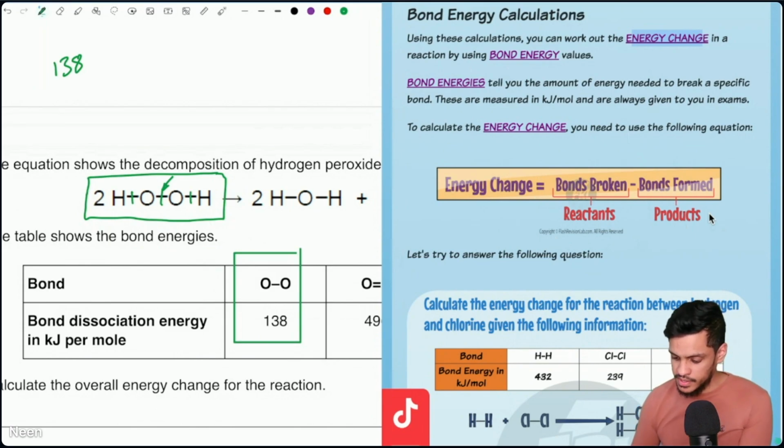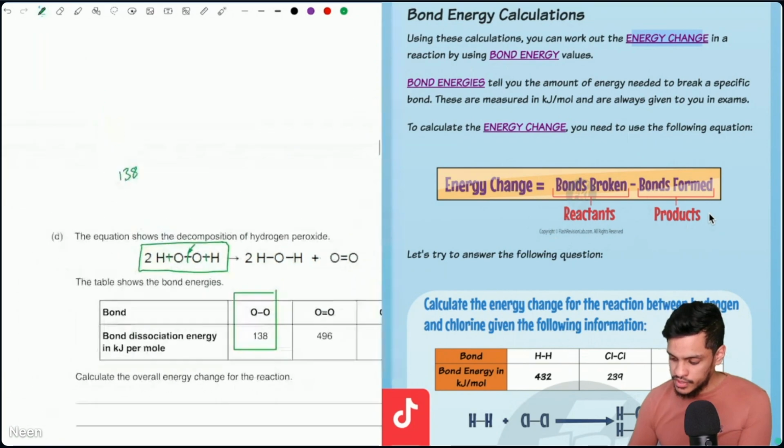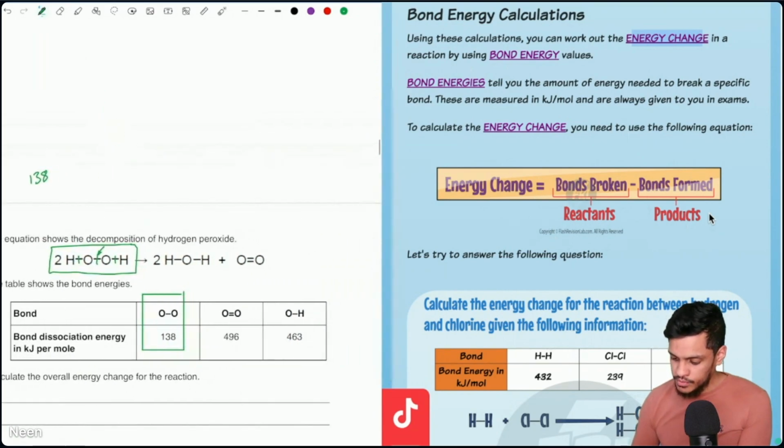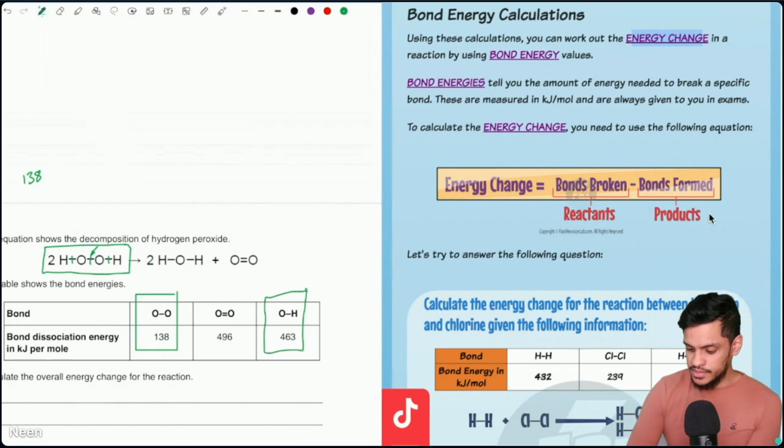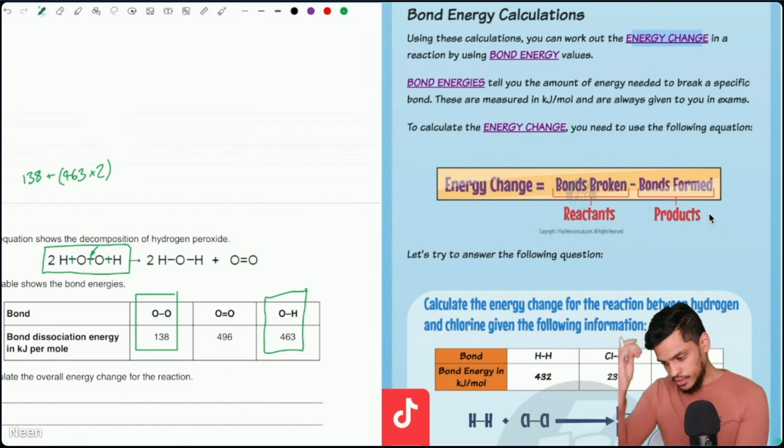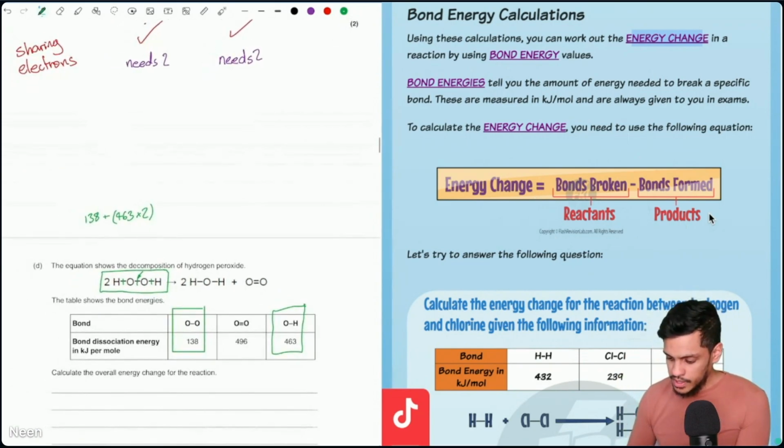Let me know if this doesn't make sense, guys. So there's two OHs here. So let's look at our table. One OH is 463, but there's two OHs that we have, so we need to times that by 2. So 463 times by 2. Let me know if you do get the answer. If you're ahead of me and get the answer, just type it in the chat.